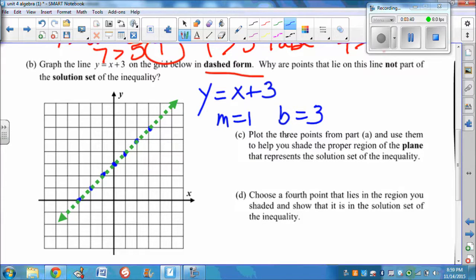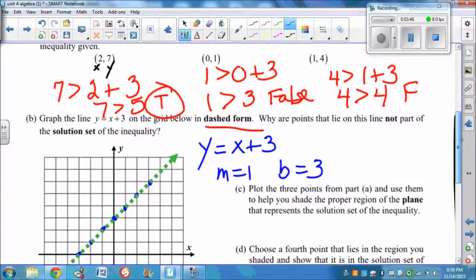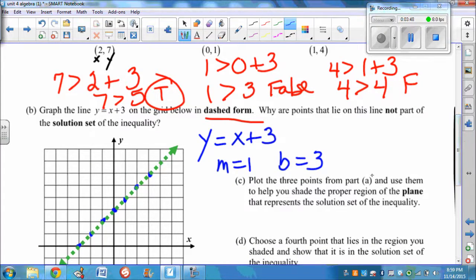Now it says plot the 3 points from part A, so way back up here, those 3 points, and use them to help you shade the proper region of the plane that represents the solution set to this inequality. So think about back when we solved just regular plain old inequalities. If we had something like this, I'm just making something up here, x plus 3 is greater than 4, we would subtract 3 from both sides, and we would get x is greater than a positive 1.